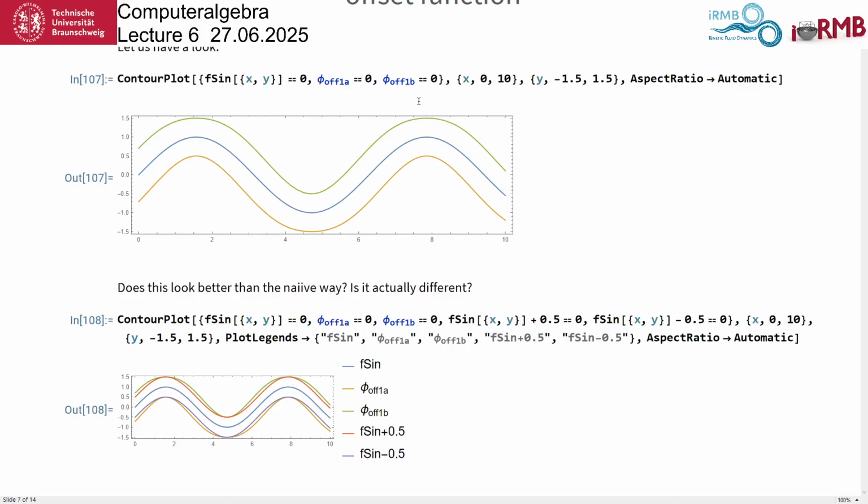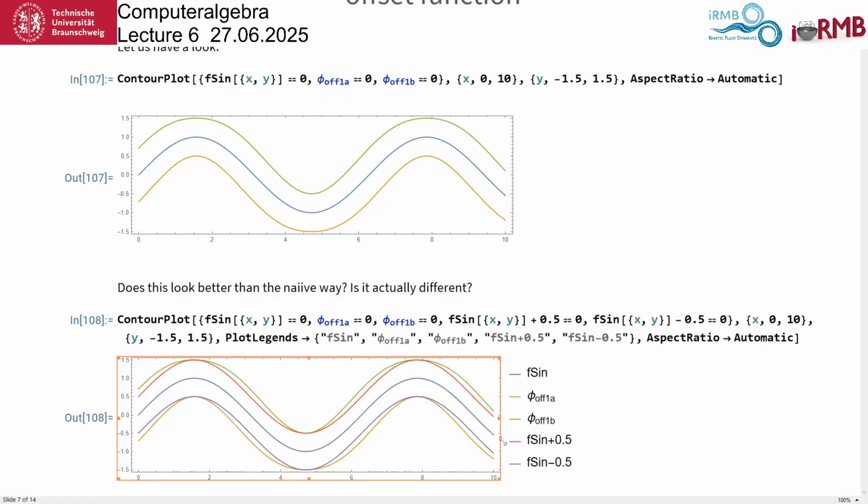Okay, we do a contour plot of this now. And this is what we get. So the blue line here is the sine wave. And I would say it's believable that this here is a better representation of a shell than we had before. And if we do not believe it, we have a comparison.